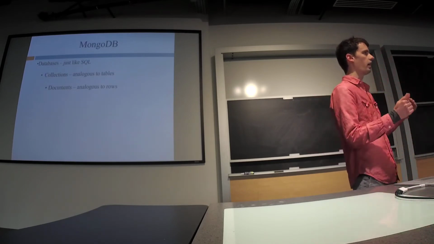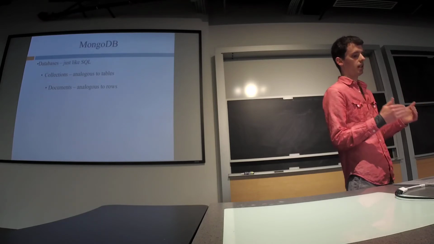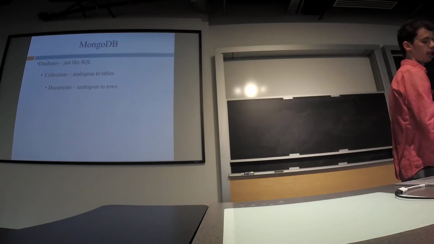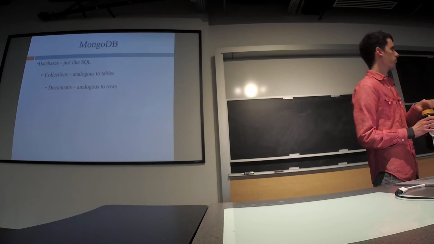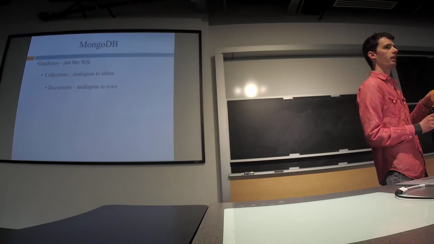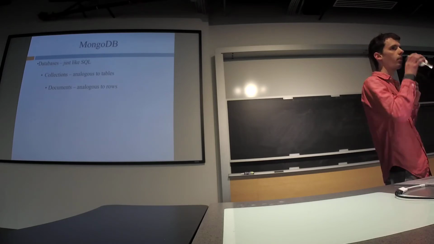So the hierarchy here, kind of what it looks like, is you have databases, just like in SQL. You have collections, similar to tables. And then documents, analogous to rows. But from this point forward, try not to think of rows or columns. It's a key value store of some key pointing to some JSON object.